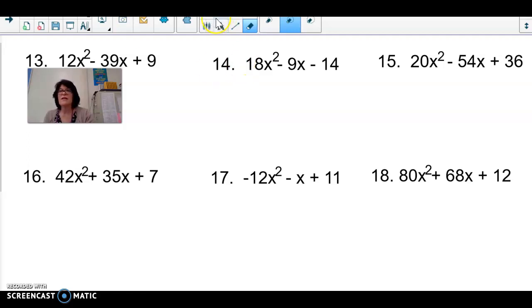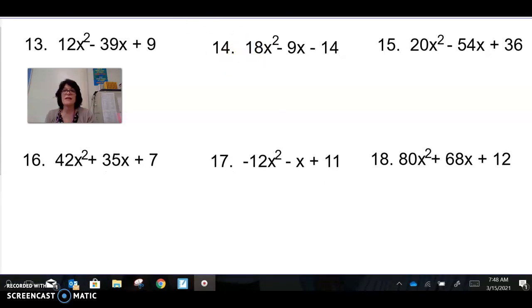Okay, sorry that I rushed that on the last video. Let me just redo that problem. What were we doing? Number 14. Okay, guys, this is where the puzzle gets a little tougher when there's a number in front of x squared.